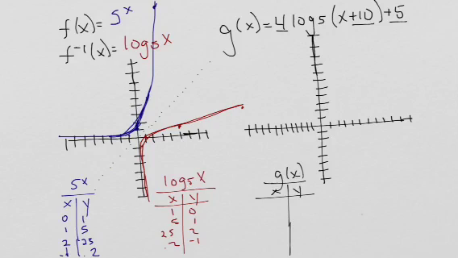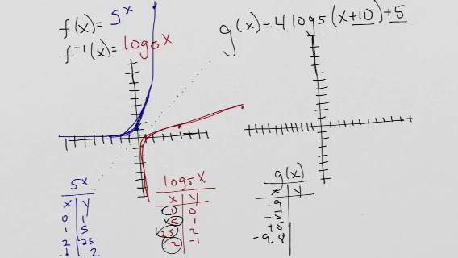So I know everything is going to shift over to the left 10. So I'm going to do 1 minus 10 is -9. 5 minus 10 is -5. 25 minus 10 is positive 15. And 0.2 minus 10 is going to be -9.8. So those are my x values.